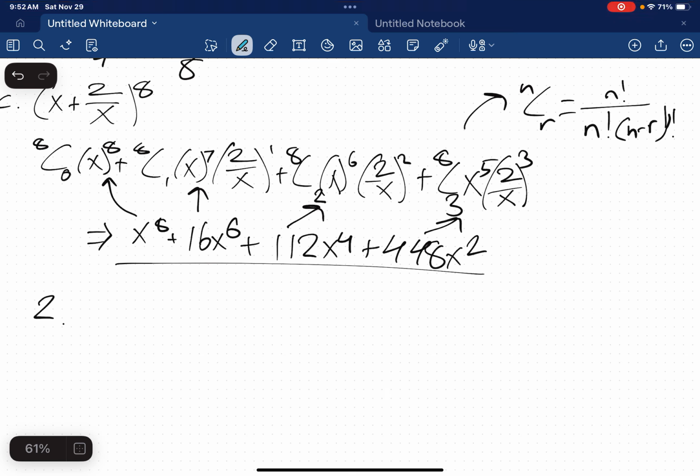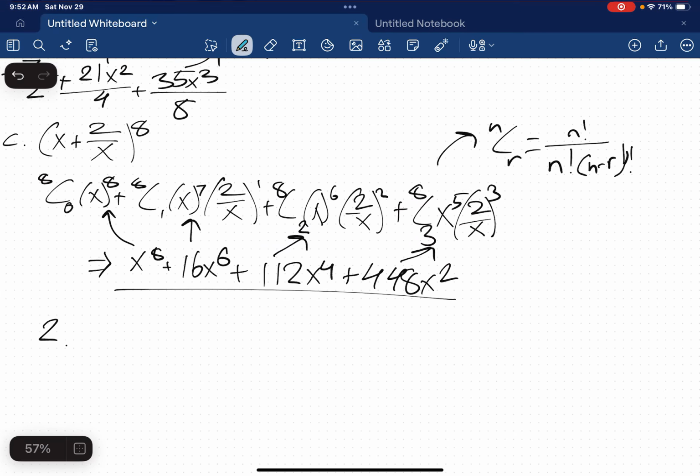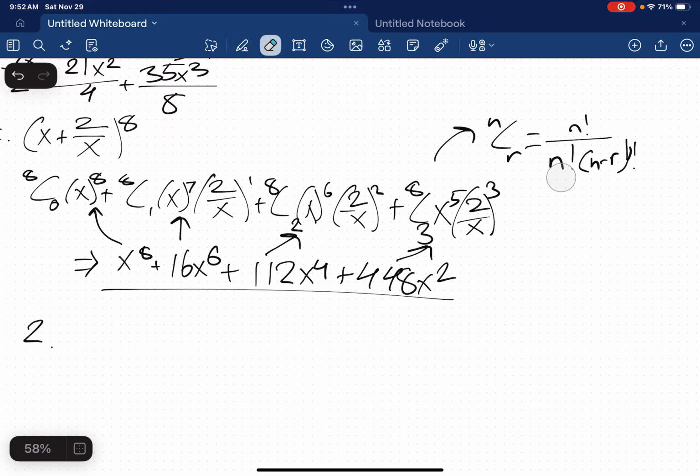Okay, on to number 2. Number 2 is asking us that in each of the following binomial expansions, write down the required terms. That's doable, so let's get started. Also, whoops, hold up. That's not supposed to be an N. That's supposed to be R here.